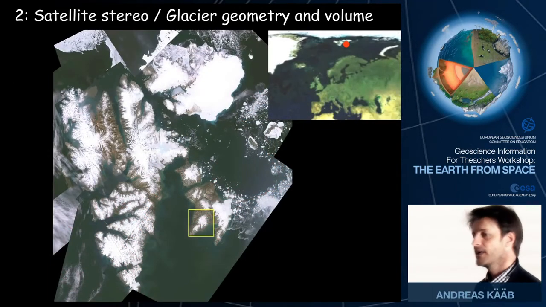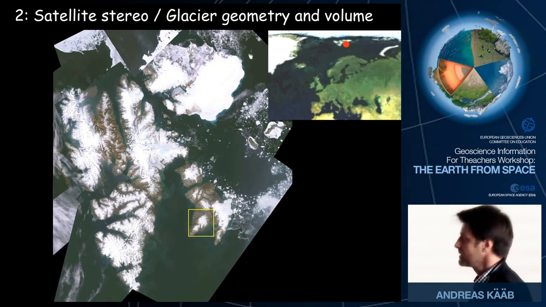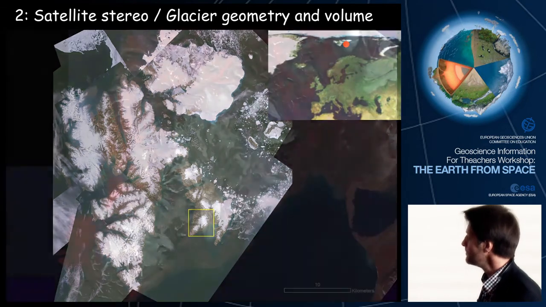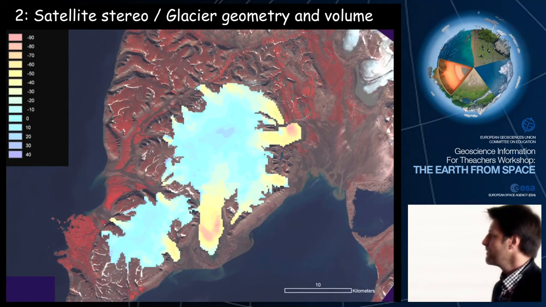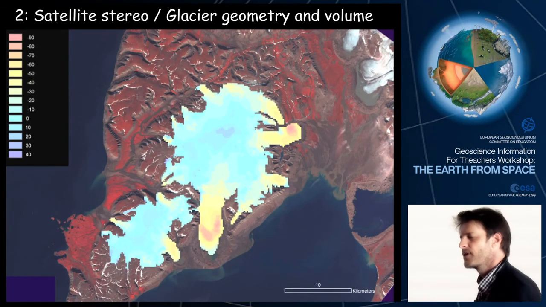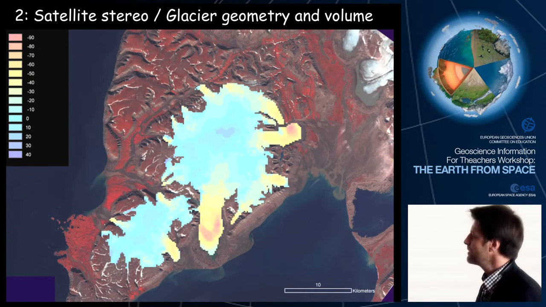Another example is elevation changes. So we go back to Svalbard. These two ice caps here. This is how they look. And these are the elevation changes from the 70s to 2003, I think, derived from satellite stereo. This was the 2003 elevation model and an old map.